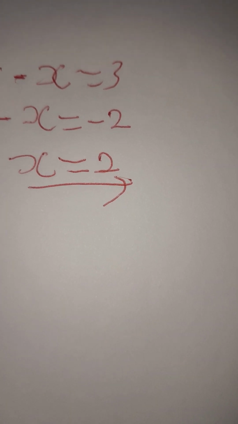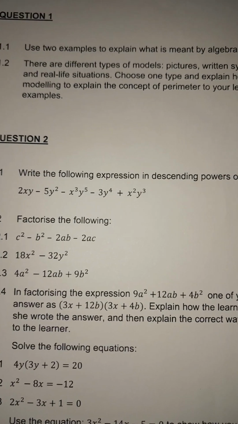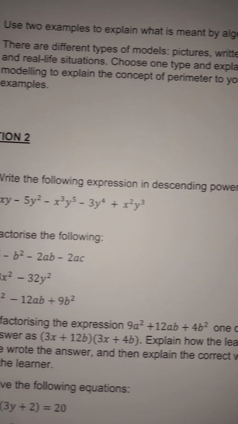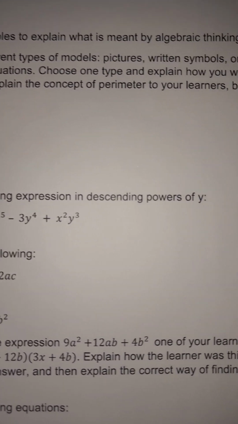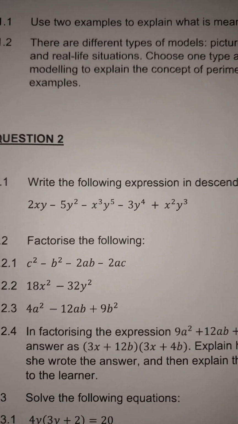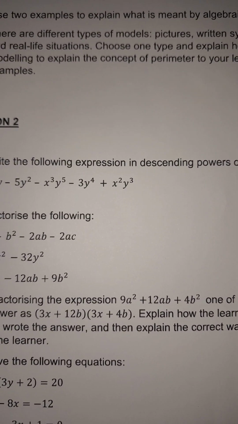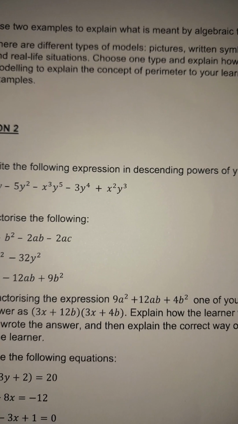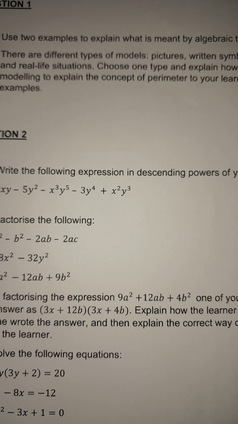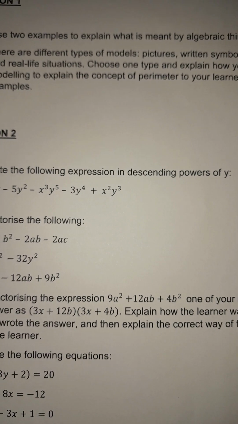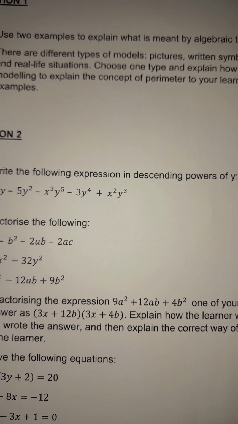We can go to 1.2. There are different types of models: pictures, written symbols, oral language, and real life situation. Choose one type and explain how you will use modeling to explain the concept of perimeter to your learners by using examples. Well, guys, first thing first, let's choose a shape such as a rectangle. A rectangle is a quadrilateral with 4 sides, with 2 lengths and 2 breadths.